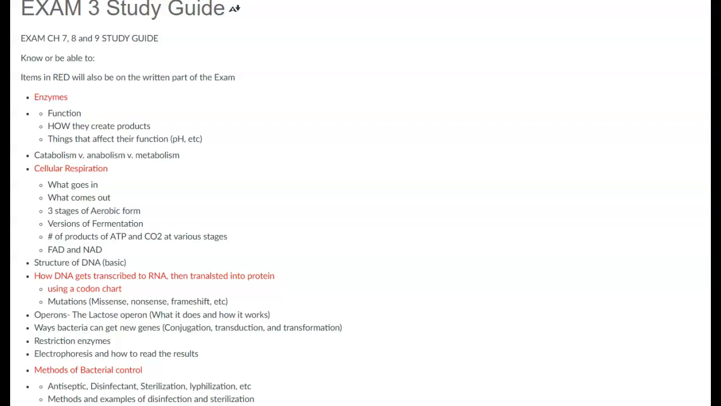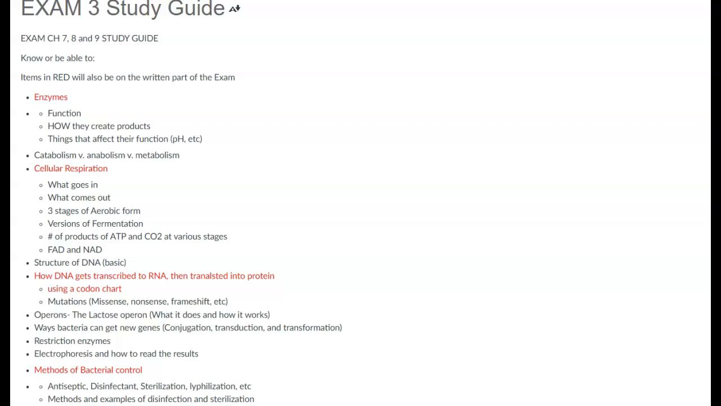Obviously, operons, moving down the list, not in red, but definitely a few points on those. Know the purpose of what they are, kind of how they work. Obviously, it's bacteria's control mechanism for the production of genes that it doesn't need all the time, inducible genes.